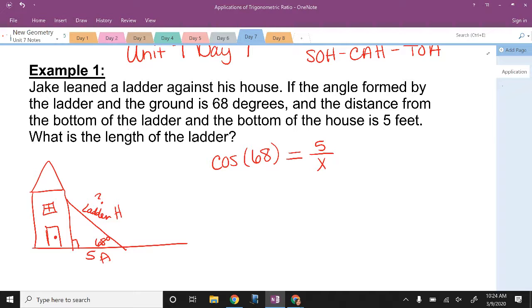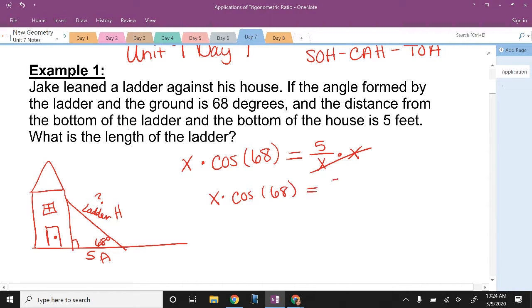So, how do we solve for X if X is in the denominator? Multiply by X to get it out of the denominator. Very good. So, I have X times cosine of 68 degrees equals 5. Now, how do I get X by itself? Divide by the cosine of 68 degrees.